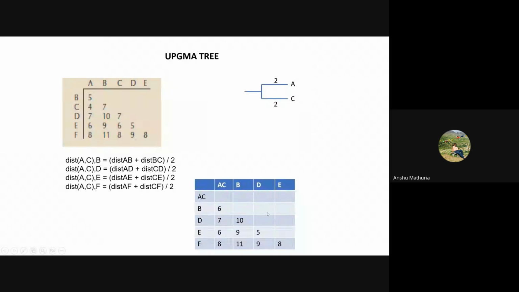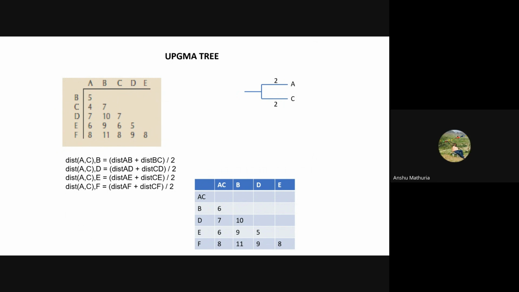So B and D. Ma'am, there is a constant lag from your microphone. Here, because we are already writing B with D here as well. Yes, ma'am. Okay.